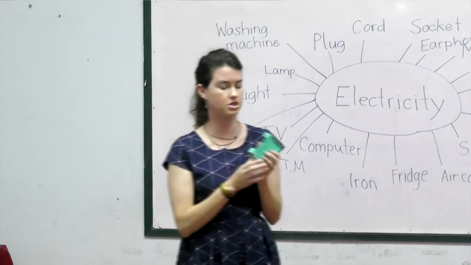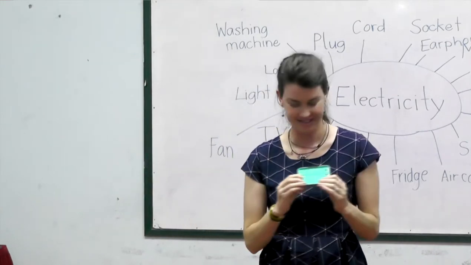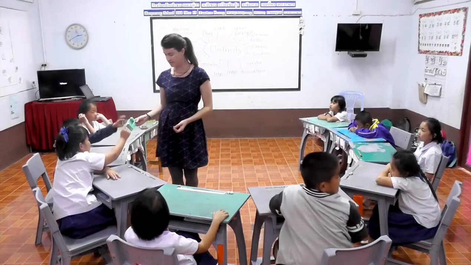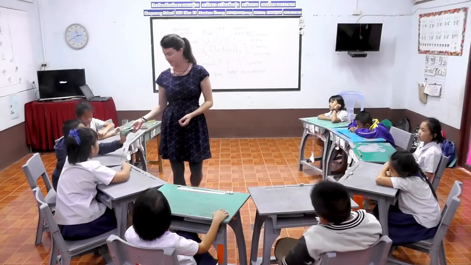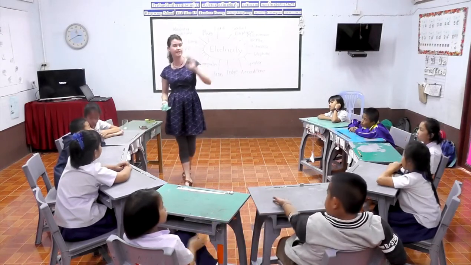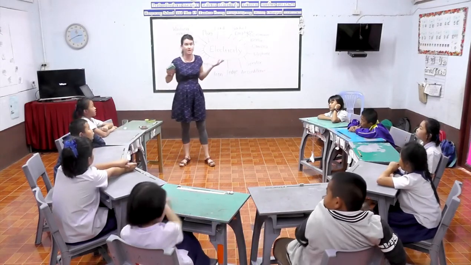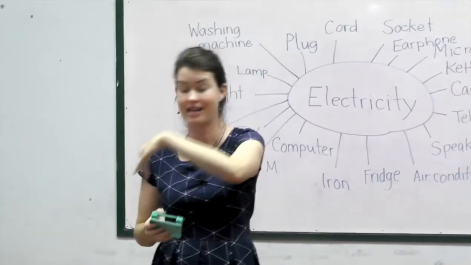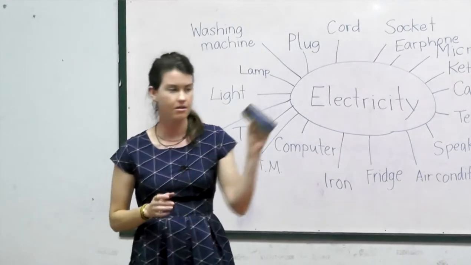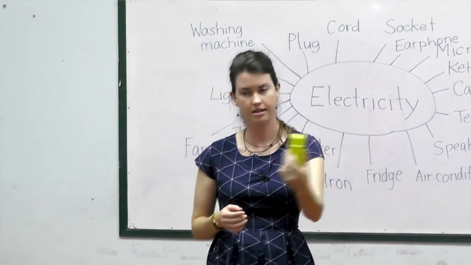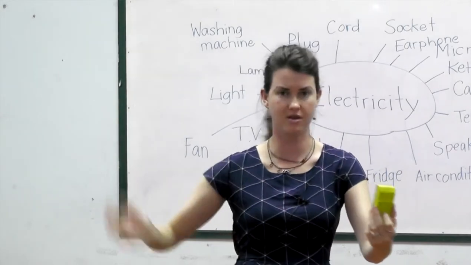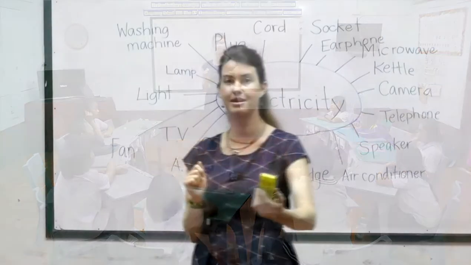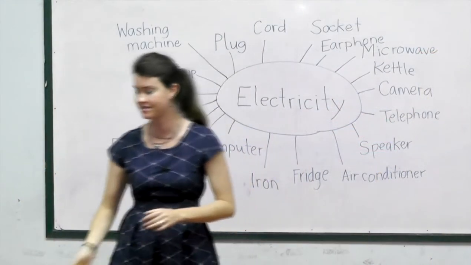What about our hole punch? What's it made of? Metal. Is that a conductor or an insulator? Conductor. Why is it a conductor? If it's made of metal, it's going to move that electricity. What about this? Plastic. It's plastic. Will that be a conductor or an insulator? Yeah, it's going to be an insulator. It's going to stop that electricity.